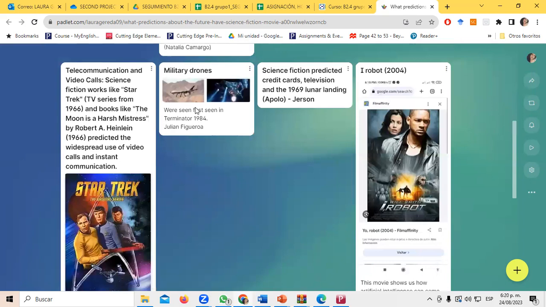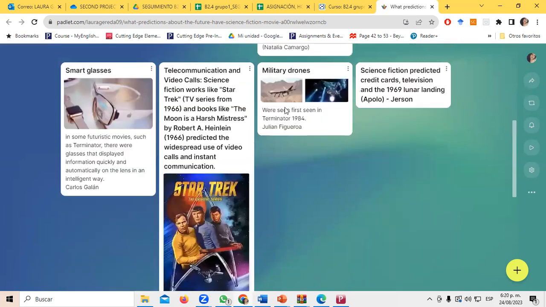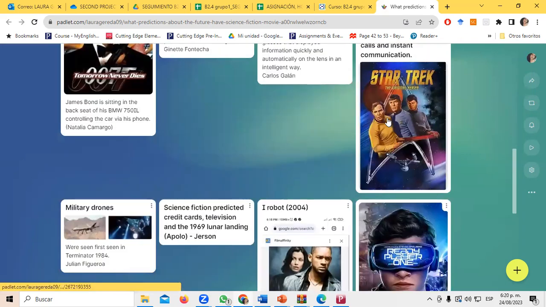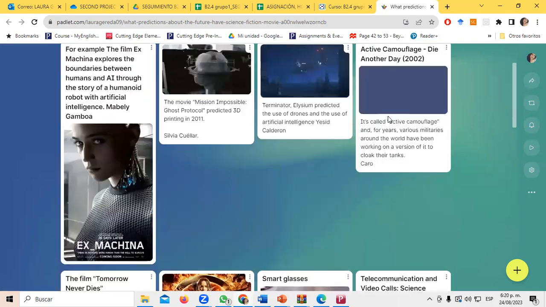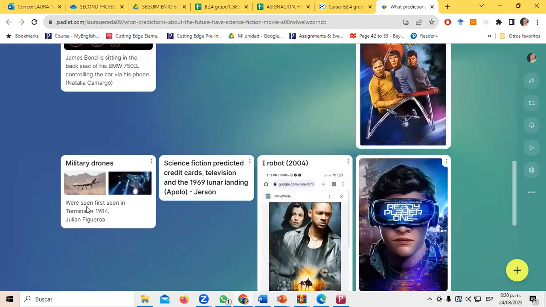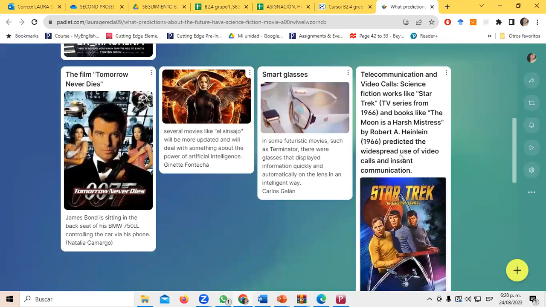Julian says the first drone. I lost it. Where is it? We're seeing first seen in Terminator. These are military drones. Okay, 1984. Okay, interesting. Military drones. Then we have, oh, who posted this one? The video calls were predicted in Star Trek, yeah, 1966. Like video calls, telecommunication.